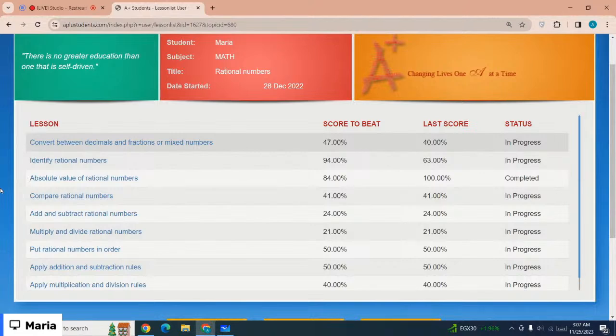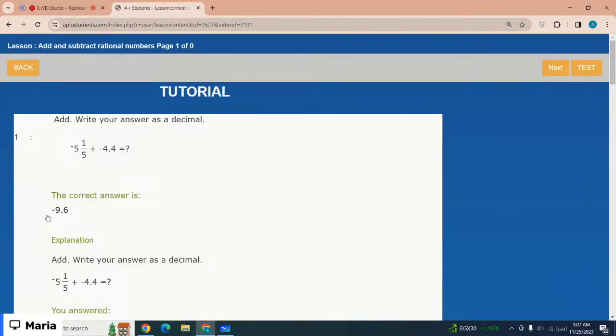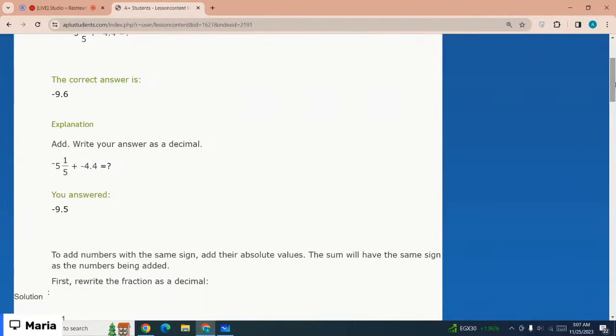Here I am on grade 7 math. Let's just start with the lesson add and subtract rational numbers. Okay, the first one is add negative 5 whole 1 by 5 plus negative 4.4. So you need to add. So let's just see how do we add.